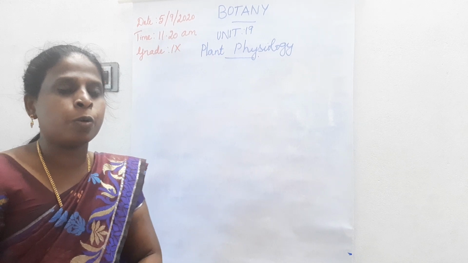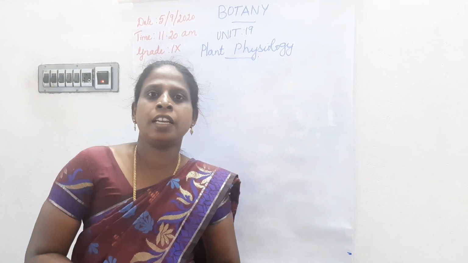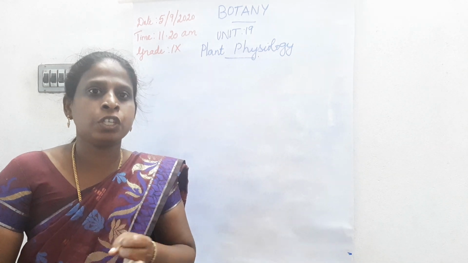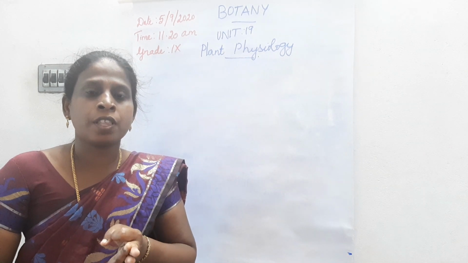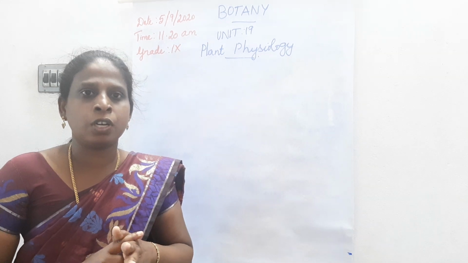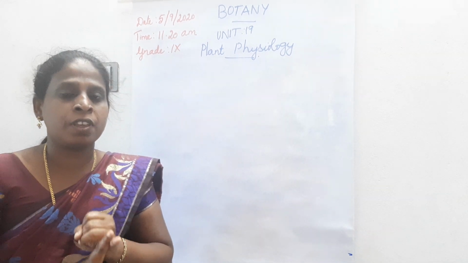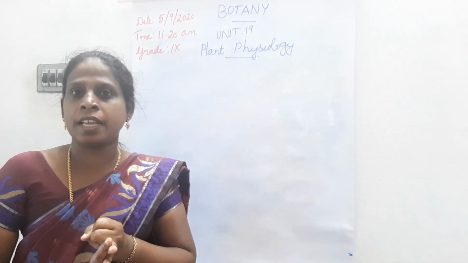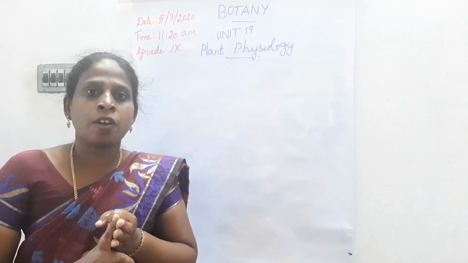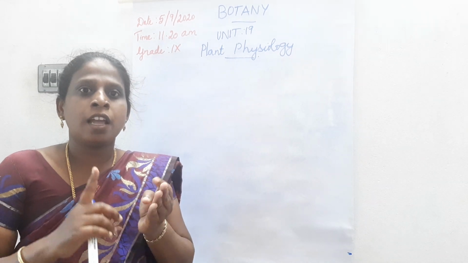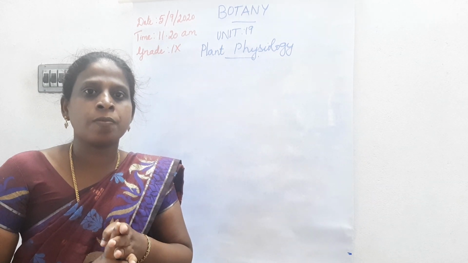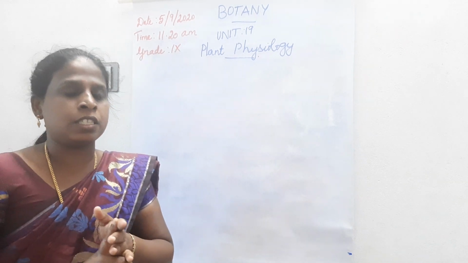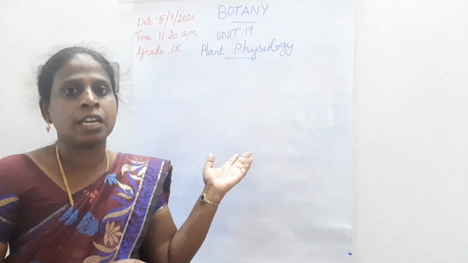In trophic movement, based on the stimulus, it can be classified into 5 types. They are phototropism, geotropism, hydrotropism, chemotropism and thigmotropism. In phototropism, the stimulus is light, and in geotropism, the stimulus is gravity. In hydrotropism, the stimulus is water, in chemotropism, the stimulus is chemical, and in thigmotropism, the stimulus is touch. That you have learned in the last classes.